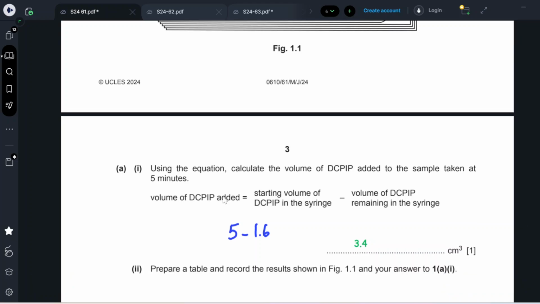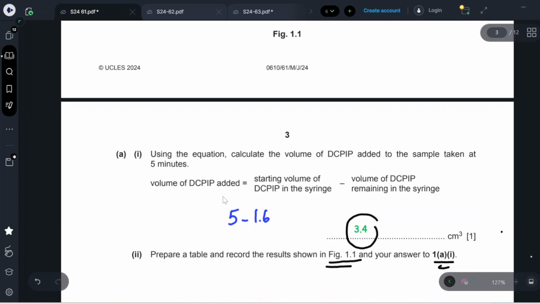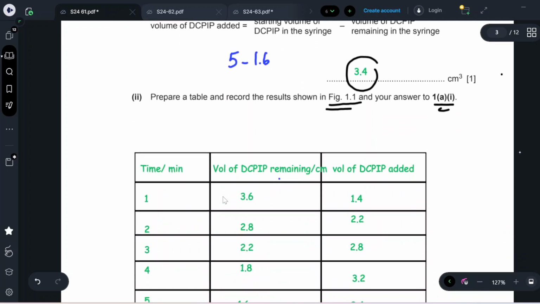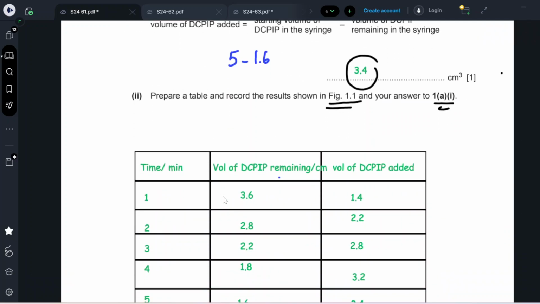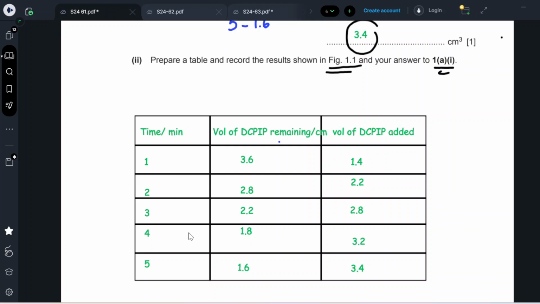Prepare a table. Every minute, I had a sample. Record the results shown in figure 1.1 and your answer here. On the left side, I will put the time. This is what you changed. Every minute, you took a sample. 1, 2, 3, 4, 5. The time of cooking. The volume remaining, I will put it here. And the volume added, I will put it here. Changed variable is always on the left. Results are always on the right.